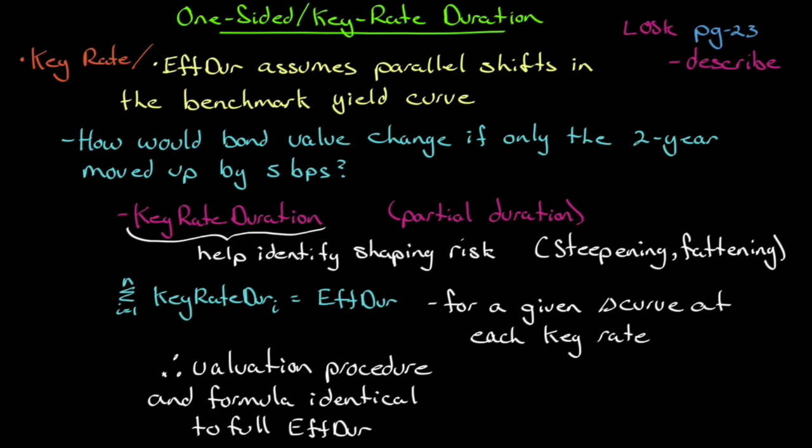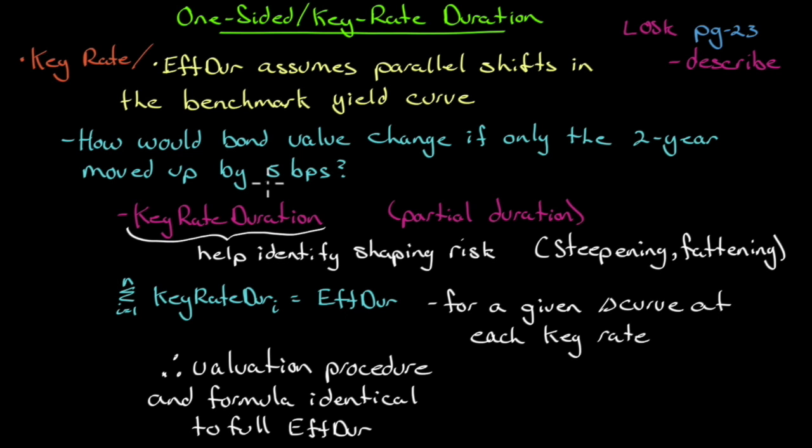All right, let's move on to key rate duration. Effective duration, as I said right at the very beginning when we started with duration, is for a parallel shift in the benchmark yield curve. So the question arises: hang on now, that's for levels. We know that there's level, there's steepness, there's curvature, right? And that's just a change in level. What happens if there was just a change in the shape of the curve? How would bond value change if only the 2-year moved up by 5 basis points?